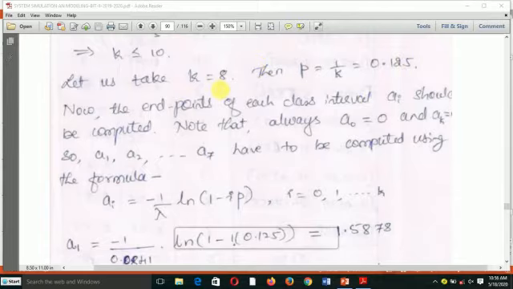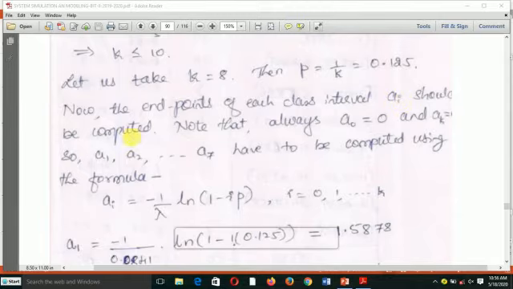So let's take k equal to 8. This is a number we choose. You can choose any, no problem, 7 or 6. Here we take k equal to 8. So if k is equal to 8, p will be equal to 1 divided by k, so it is 0.125.